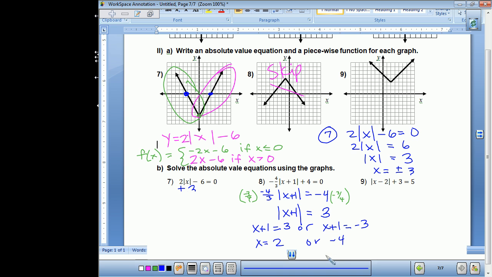Make sense? Now, what happens if you had an absolute value equal to a negative number? Nothing. It can't happen. What do we write when there's nothing? No solution. There'd be no solution. Very good.